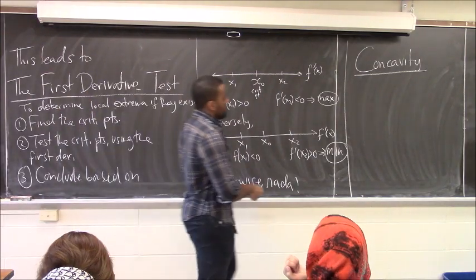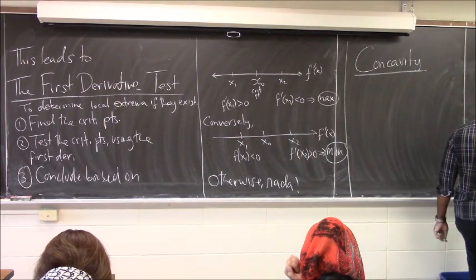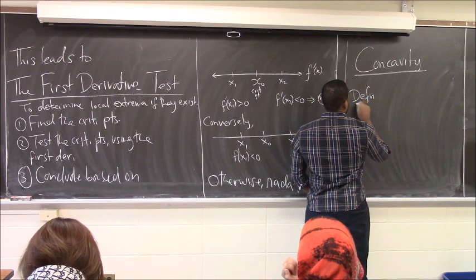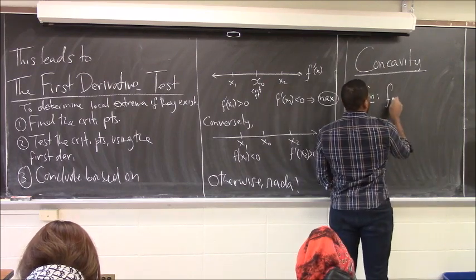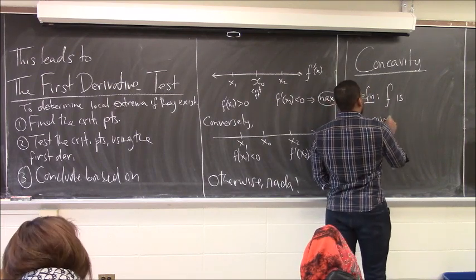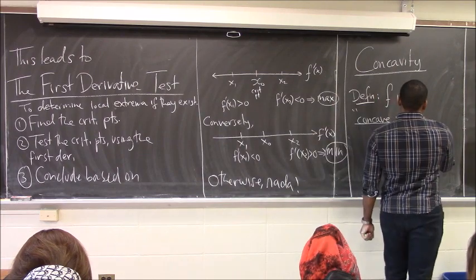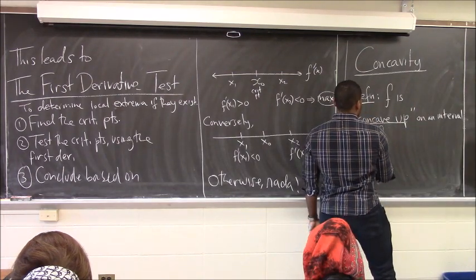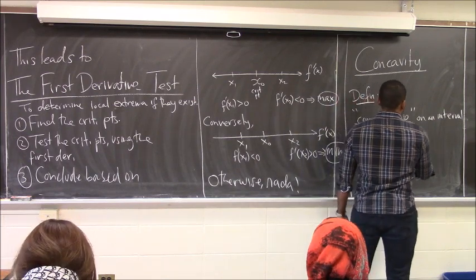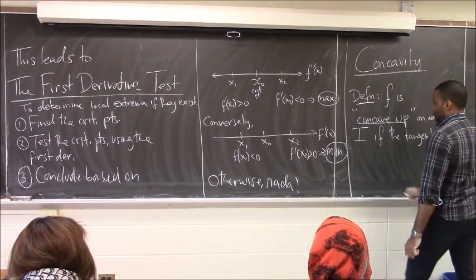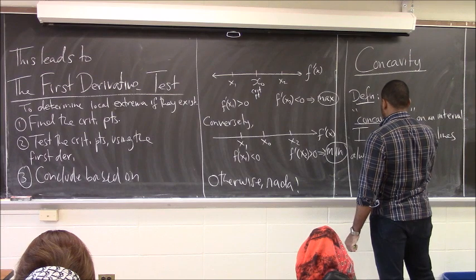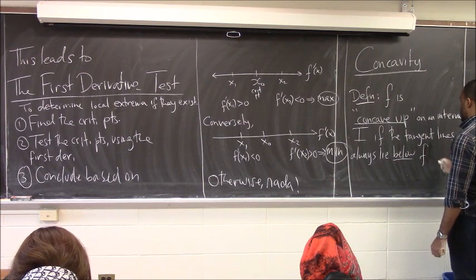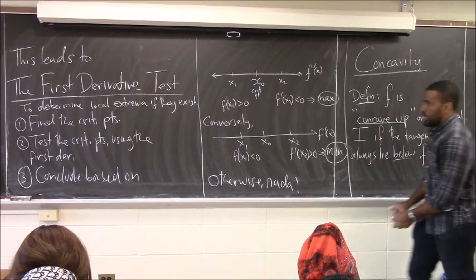But to really talk about this, I kind of have to talk about higher derivatives. But let's start with one definition, and we'll get to the other one pretty soon. We say f is, here's the phrase, concave up on an interval I if the tangent lines always lie below f in I. So let's actually look at that.